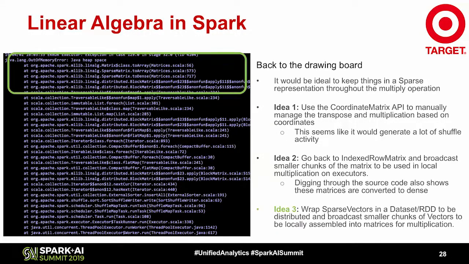So back to the drawing board. It would be ideal to stay in the sparse representation of these vectors, given how sparse they were. The first idea I had was to switch to the coordinate matrix API, because by definition, it's well designed for this kind of data. We have big dimensions and very sparse data. I wanted to switch to this matrix format and then manage the multiplication and transpose myself by just keeping track of all the indices.